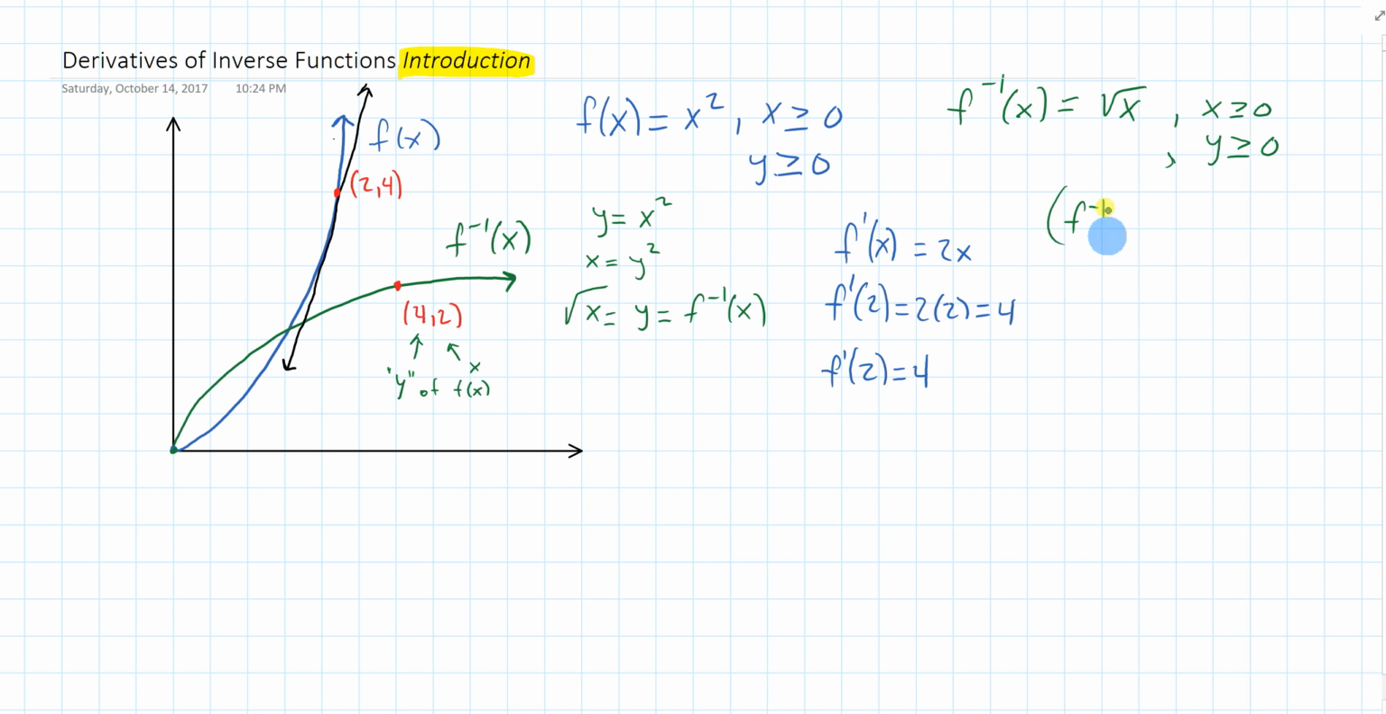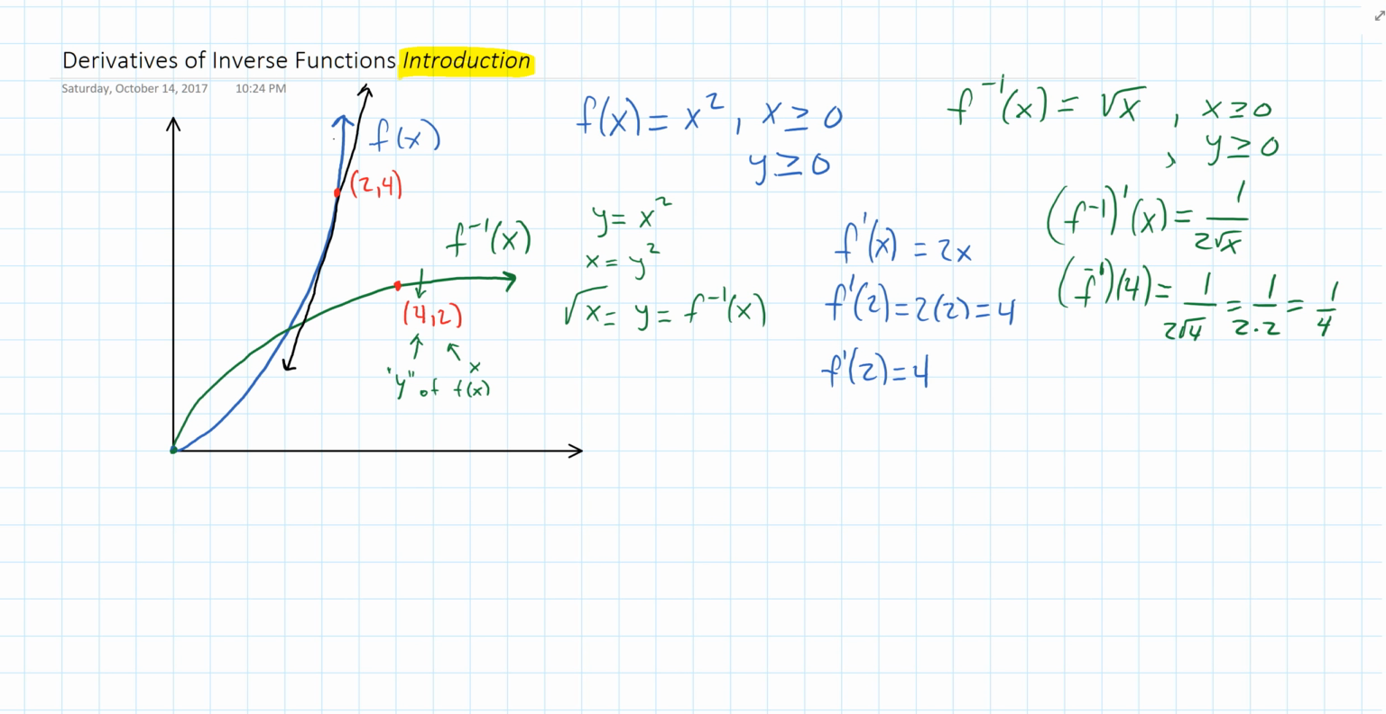Now I'm going to do the same thing for f inverse. Taking the derivative, we denote the inverse derivative like this: f inverse prime. Taking the derivative of square root of x using the power rule, you get 1 over 2 square root of x. Now let's plug in 4, not 2, because the x is 4 for the inverse function. 1 over 2 square root of 4, which gives me 1 over 2 times 2. And that gives me 1 over 4.